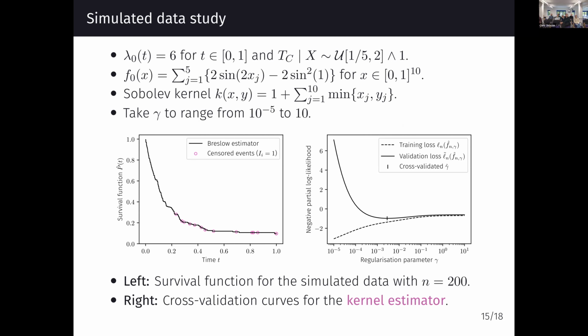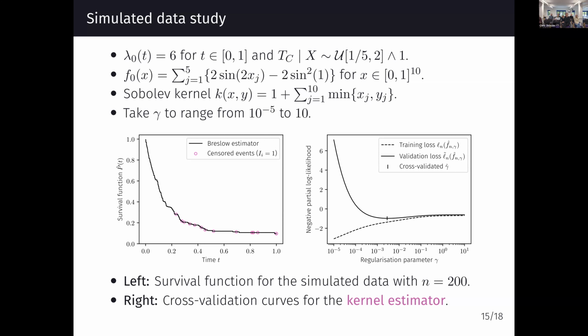And because this function F0 is not a polynomial, it's clearly some kind of sine function, we're going to model it using a Sobolev kernel, because if you used a polynomial kernel here, you already know that you're misspecified. So we're going to use a truly non-parametric kernel to fit this. On the left, this is just the data, the estimated survival function against time. Events are given by circles, and the black line is the classical Breslow estimator of the survival function.